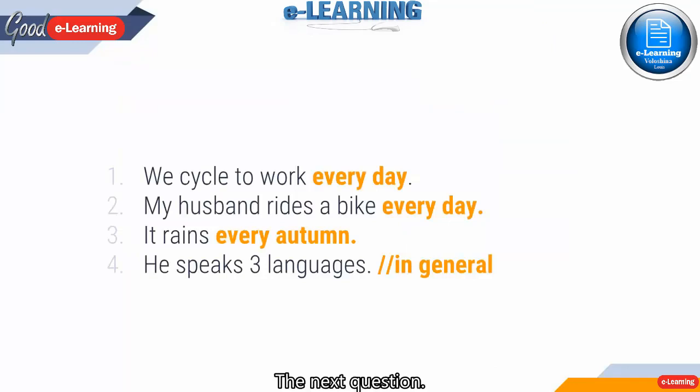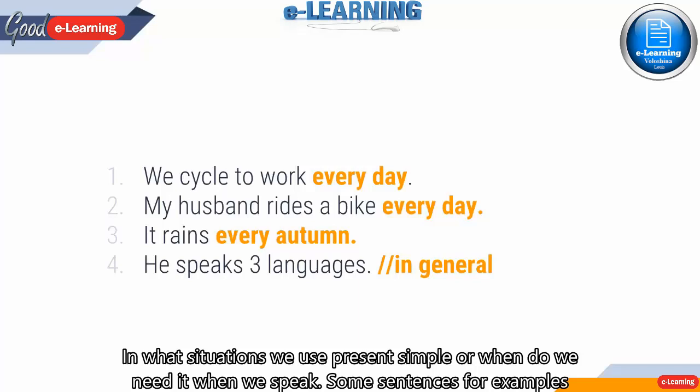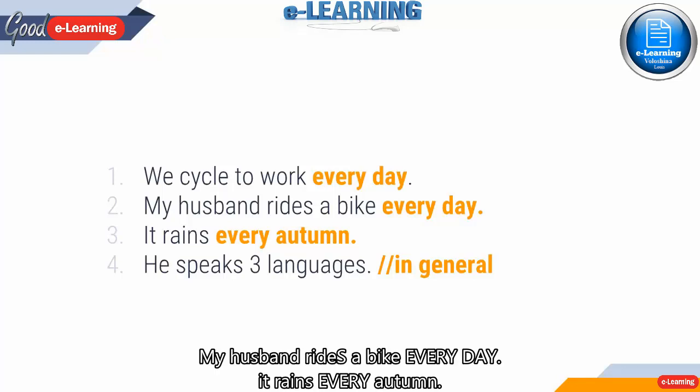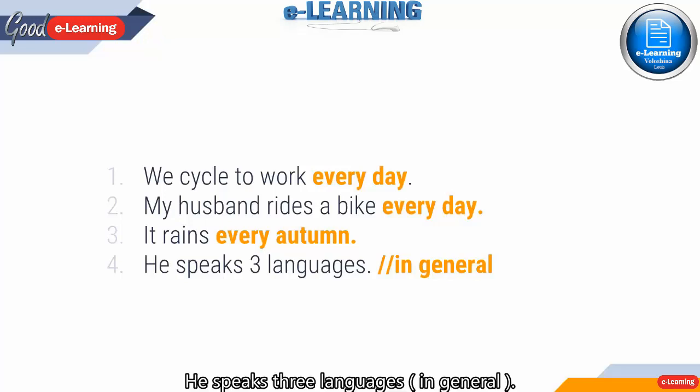The next question. In what situations do we use present simple? When do we need it when we speak? Some sentences for examples. We cycle to work every day. My husband rides a bike every day. It rains every autumn. He speaks 3 languages in general. Do you see the similarity here?